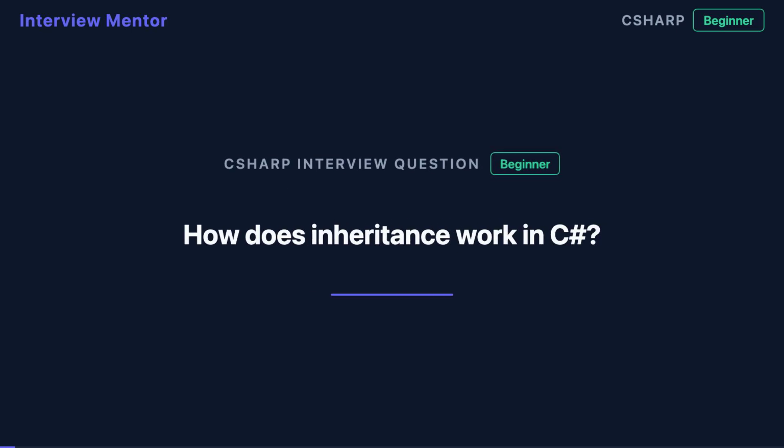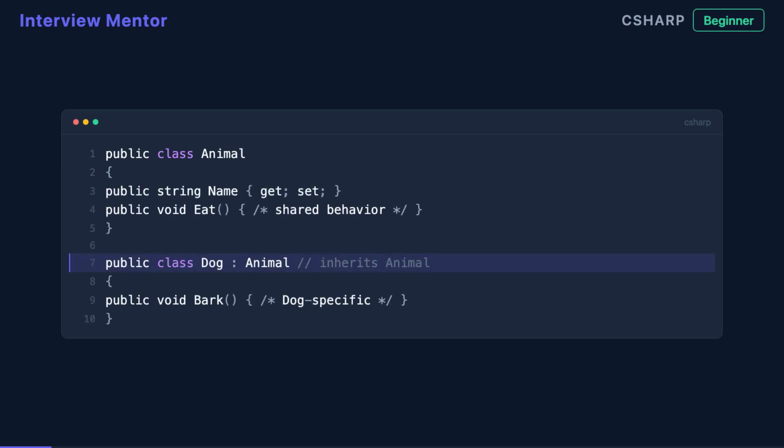Copy-pasting code between classes. That's a sign you need inheritance. In C#, you create a derived class by placing a colon after the class name, followed by the base class. The derived class automatically inherits all public and protected members, methods, properties, and fields. So if Animal defines a Name property and an Eat method, Dog inherits both without writing a single extra line.